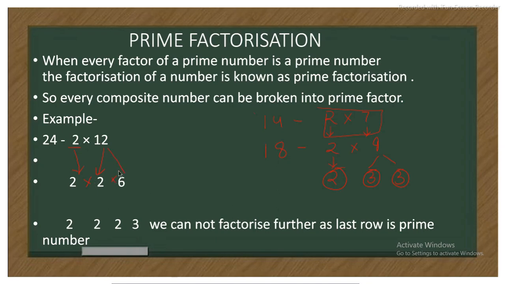Here again we have 2, so it will be written as it is because it is a prime factor and cannot be further divided. But now 6 is a composite number, so it can be further divided into 2 multiplied by 3, meaning 2 3s are 6. So now these are all the prime factors. We cannot factorize further, as this last row is prime factors and cannot be further factorized.